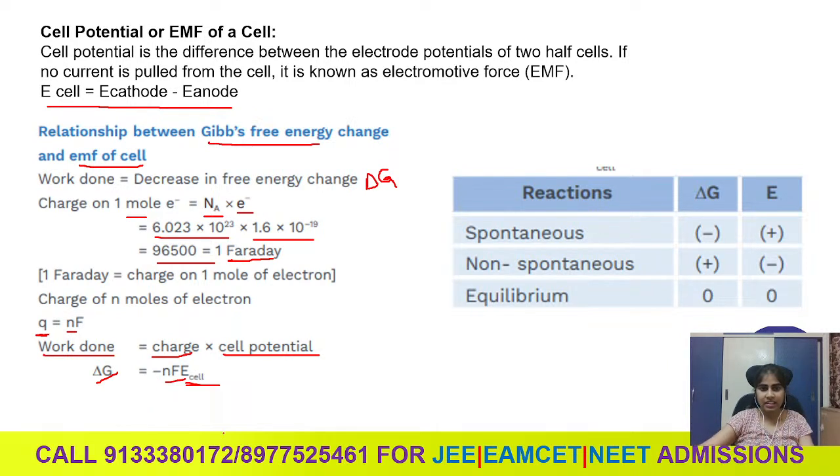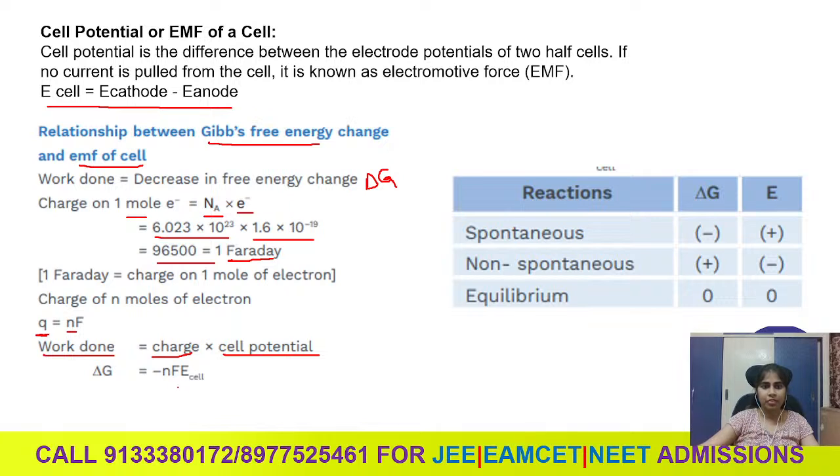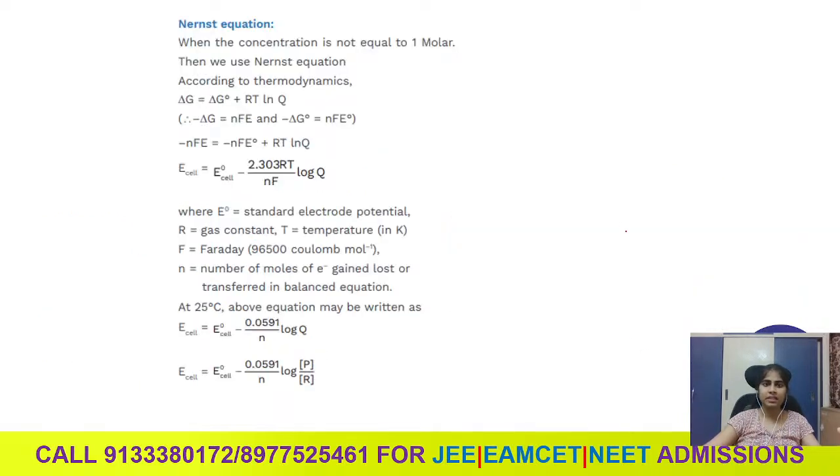That is the relation between Gibbs free energy and electrode potential, EMF of the cell. Delta G is equal to minus nF E cell. So whenever a reaction is spontaneous, delta G will always be negative and EMF of the cell will be positive. When it is non-spontaneous, the delta G value will be positive and the E value will be negative. When the reaction is in equilibrium, both values will be 0.